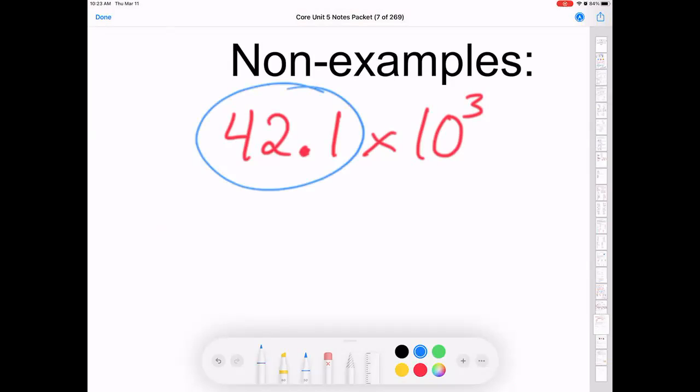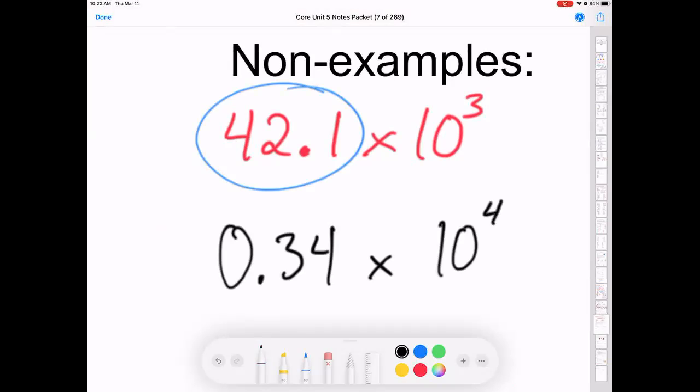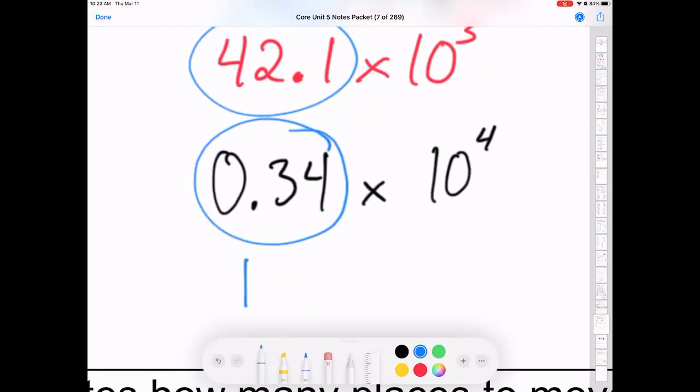Another example of what it would not look like is if we had perhaps something like 0.34 times 10 raised to the fourth power. That is not an example of scientific notation. Why? Because our value here is not between 1 and 10. It has to be between 1 and 10. In a nutshell, guys, imagine you have some integer and then a decimal place, okay? Or maybe that integer is 3. You have to have some integer and then a decimal place, okay?